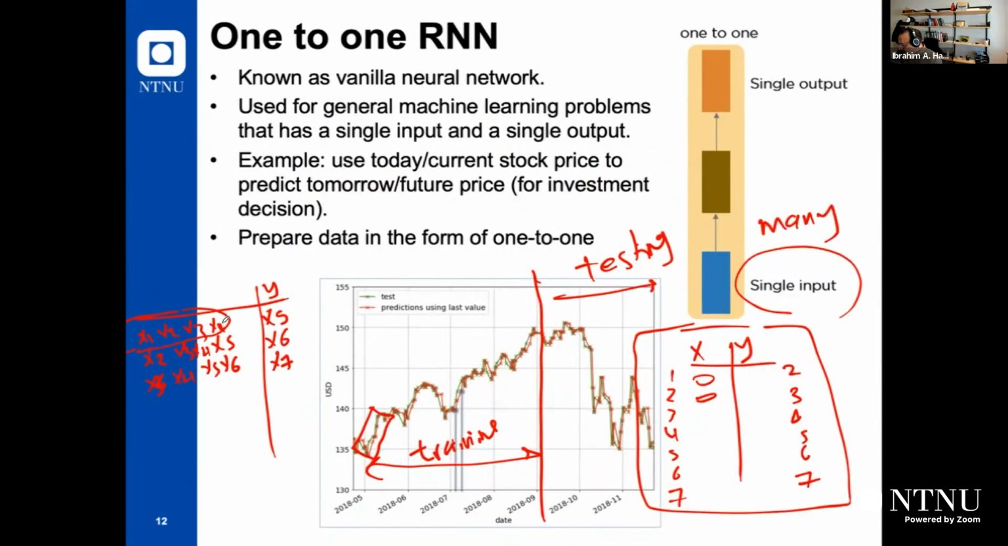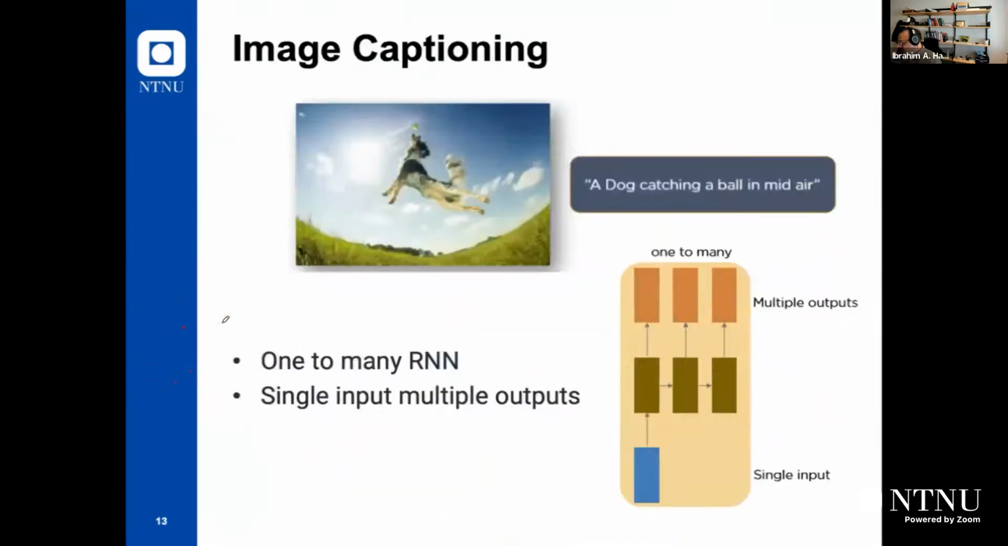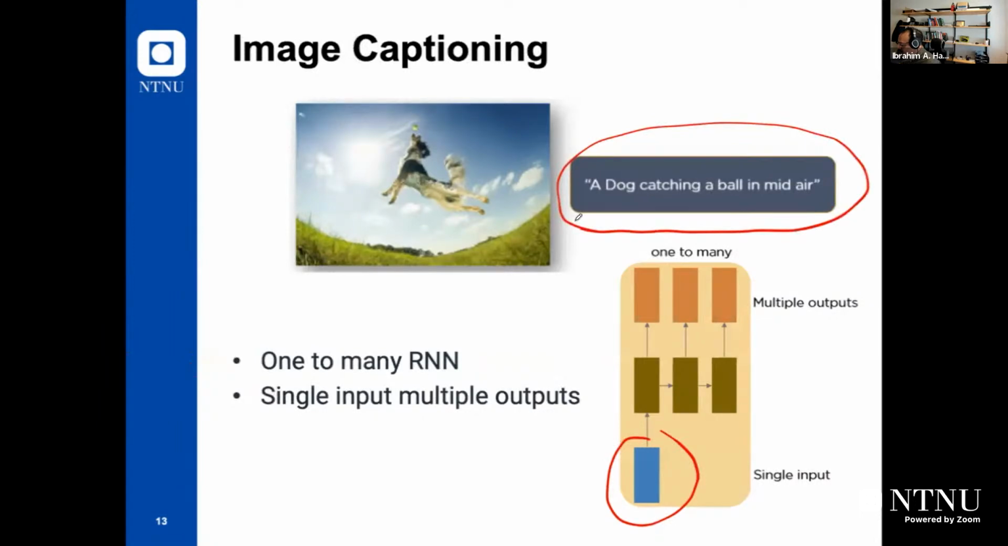So you need to do this preparation for your data before training your RNN model. Image captioning is very simple because it's one-to-many, right? So the input will be 1, which is a single input, just an image. And you need to convert this into many, into a sequence. We call it one-to-many. So the output will be multiple outputs, and these multiple outputs could be a description of your image, for example: a dog catching a ball in mid-air.